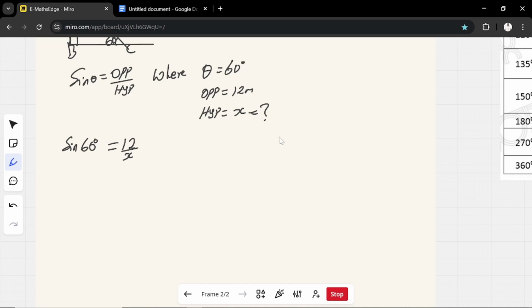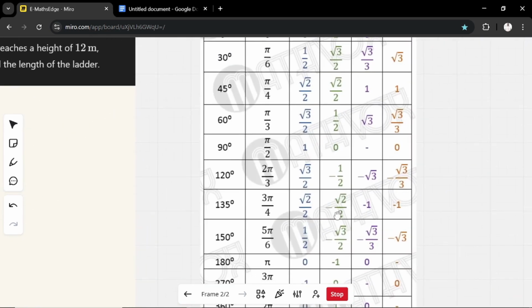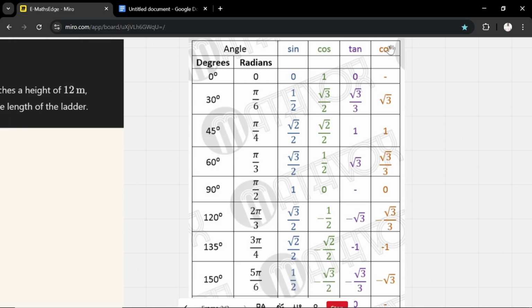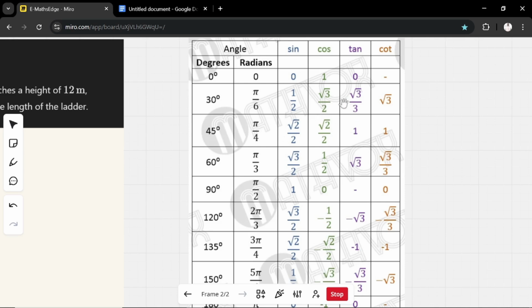Now sine 60, if you are to make use of your sine table, let's go back to our sine table which we used previously. Here it is. If you check, you will see the column for degrees, column for radians, and you will see sine, cos, tan, and cot. So now we want to obtain the value for sine 60. This is the sine column at 60. What value do you have? Root 3 over 2.